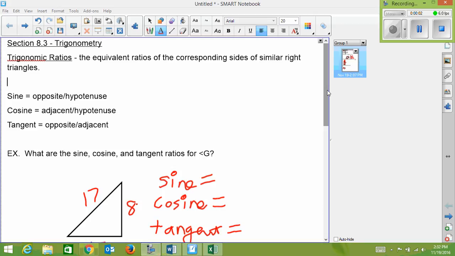Hello and welcome to section 8.3, which gets us into some trigonometry. Trigonometric ratios are equivalent ratios of the corresponding sides of similar right triangles. Sine equals the opposite leg over the hypotenuse, cosine equals the adjacent leg over the hypotenuse, and tangent equals the opposite over the adjacent.